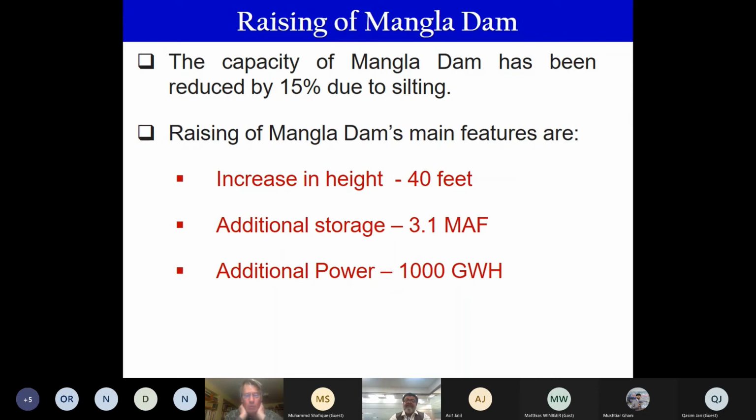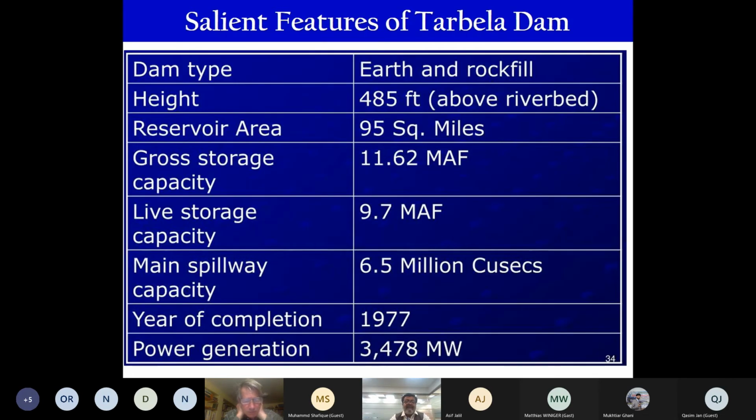Tarbela Dam, that is an earth-fill and rock-fill dam, height 485 feet, reservoir area 95 square miles, gross storage capacity 11.62 million acre feet, live storage 9.7, main spillway capacity 6.5 million cusecs, and year of completion 1977. Power generation is 3,478 megawatt.